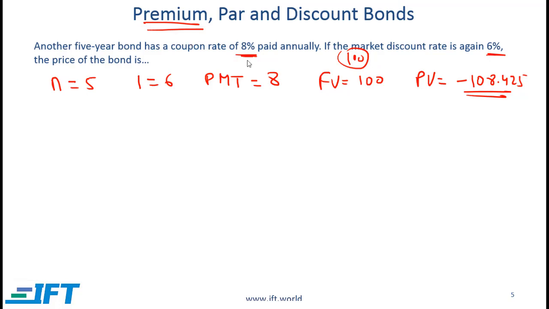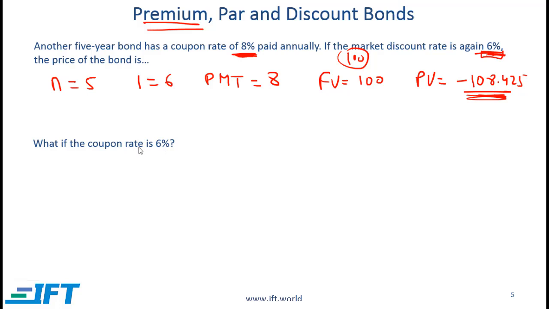And the reason is investors are getting a coupon rate of 8%, but the riskiness associated with the bond says that the discount rate only needs to be 6%. So to get a rate of 6%, which is lower than 8%, the investors pay an amount which is higher than par value.